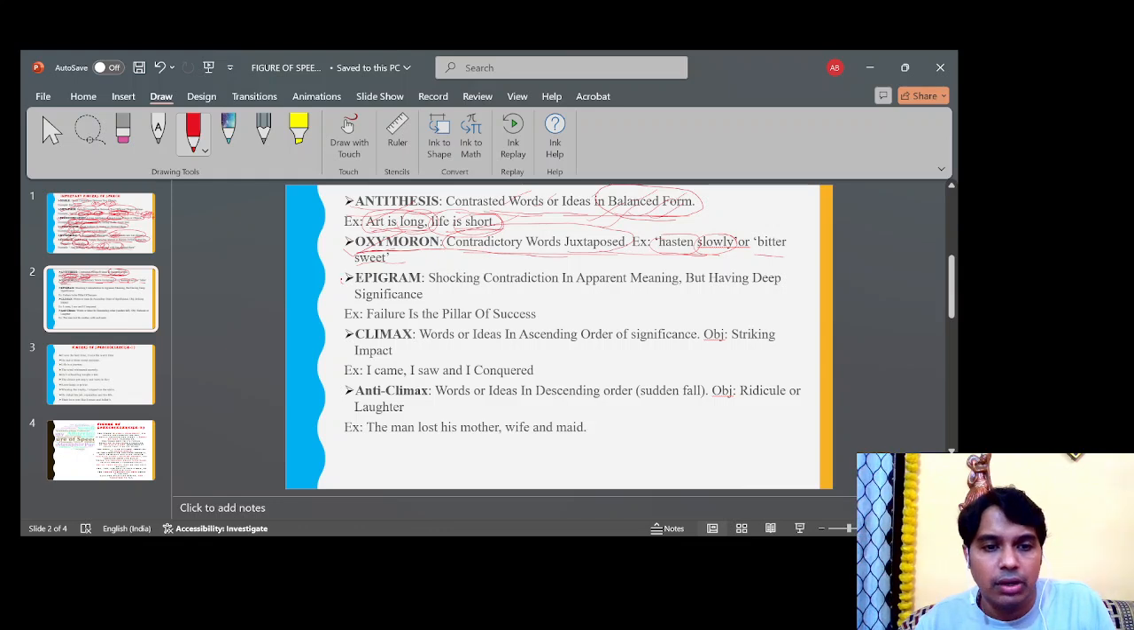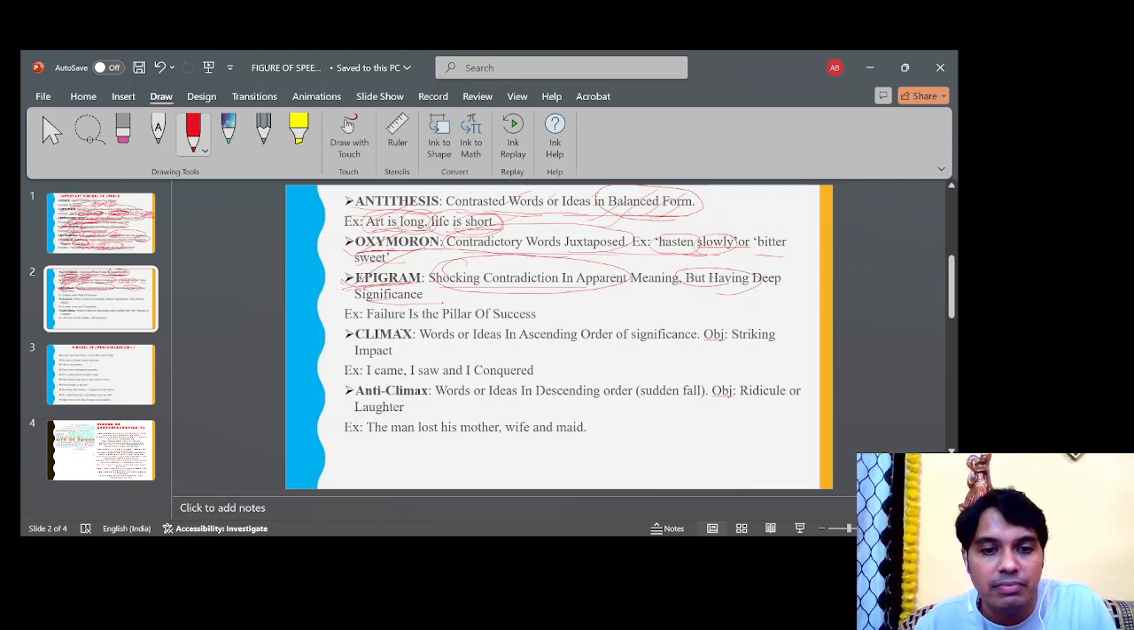Now next in line we have epigram. What is the definition of epigram? An epigram is a shocking contradiction in apparent meaning. Apparently it seems a contradiction, but there is a deep meaning underneath, a significant meaning you will find if you analyze deeply. If you go deep into the meaning, definitely you will find it carries a profound meaning.